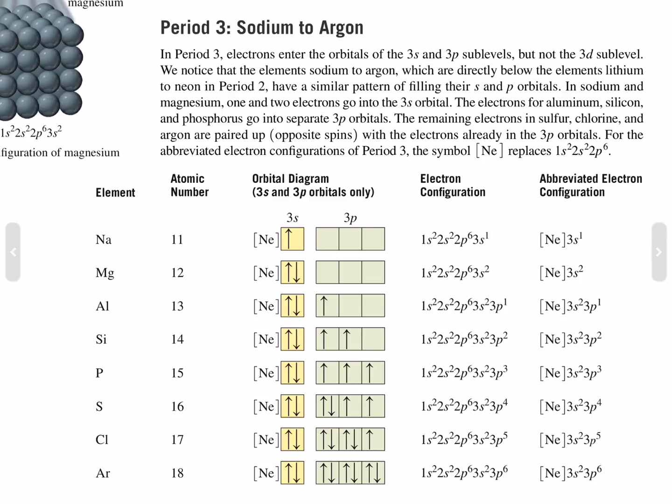The remaining electrons in sulfur, chlorine, and argon are paired up with opposite spins with the electrons already in the 3p orbitals. For the abbreviated electron configuration of period 3, the symbol [Ne] replaces 1s2, 2s2, 2p6. So argon would be 1s2, 2s2, 2p6, 3s2, 3p6. Otherwise, you can abbreviate it as [Ne] 3s2, 3p6.